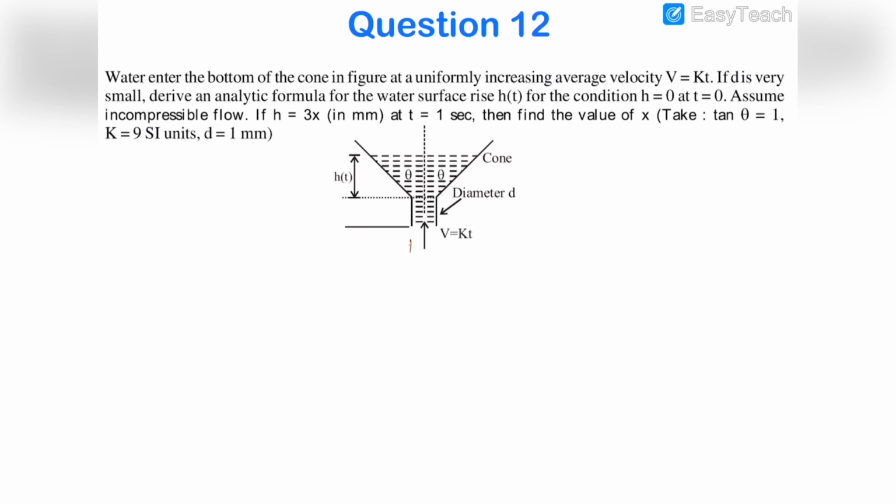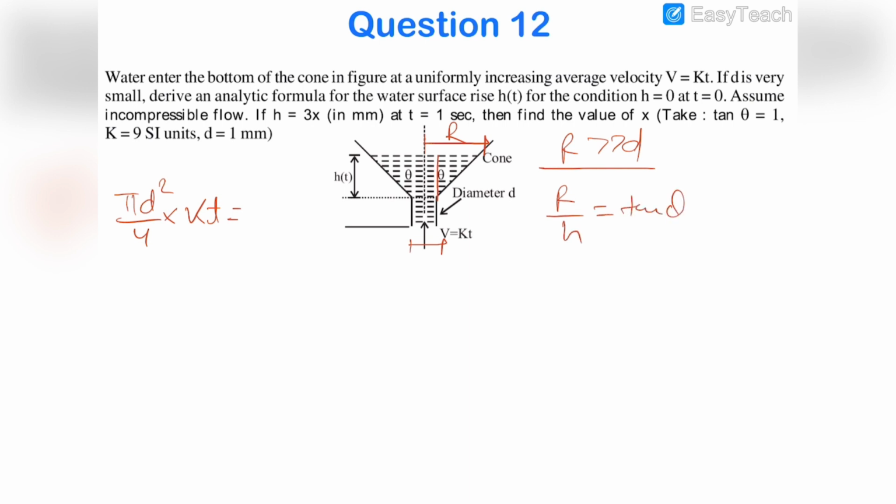So we know that this diameter is very small, so the area of this hole will be pi d square by 4 and the velocity is kt, and this is equal to, let us suppose that this is r. So we are assuming that r is very greater than d, so we are neglecting the d when we are calculating the r. So we can say that r by h is equal to tan theta, and tan theta is 1, it is given in the question. So R is equal to H.